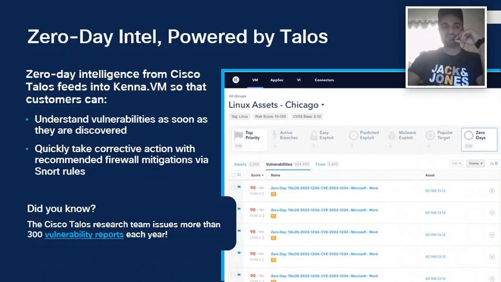So customers can filter to isolate the zero-day vulnerabilities within the risk meter provided by Kenna. It allows them to quickly and easily view and understand new vulnerabilities within the environment way before your CVSS and CVE scoring.